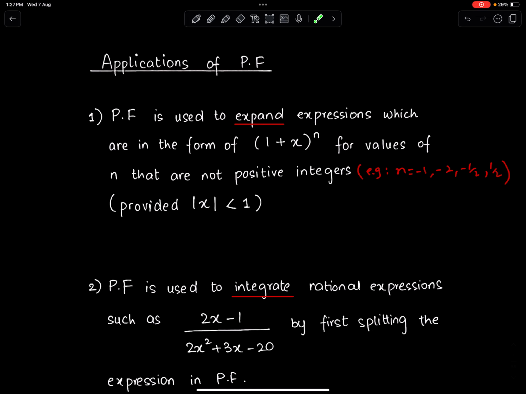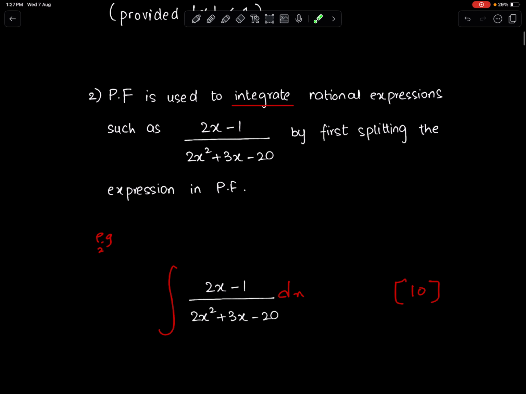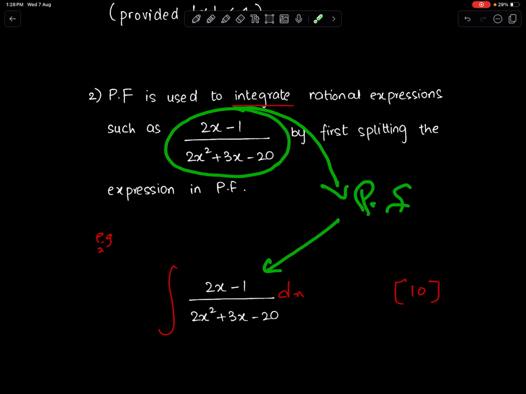Applications of partial fractions. Partial fraction is used to expand binomial expansions where n is not a positive integer. N could be anything except positive integers and 0. N could be negative integers and rational numbers. The second application: partial fraction is used to integrate rational expressions such as 2x minus 1 upon this, by first splitting the expression in partial fractions. First we split this fraction in partial fractions and then we integrate it.